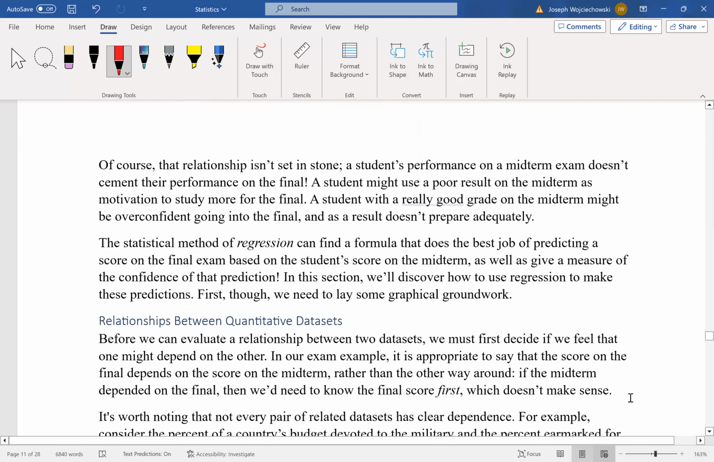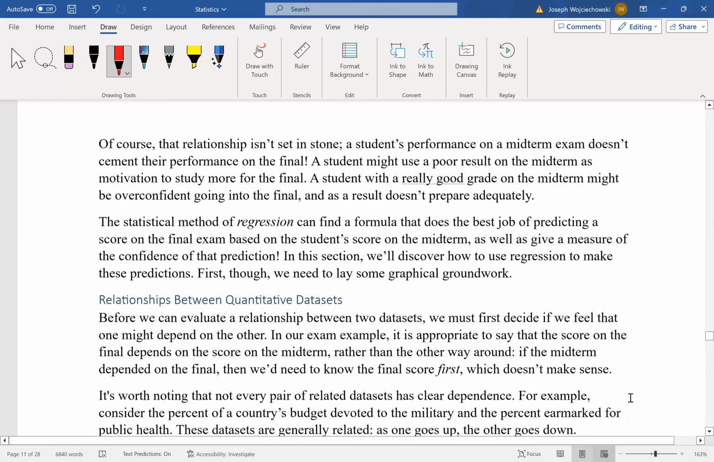Of course, that relationship isn't set in stone. Your midterm exam score doesn't cement your performance on the final. You might use that poor result to buckle down and do better on the final. The statistical method of regression can find a formula that does the best job of predicting a score on the final exam based on a student's score on the midterm, as well as give a measure of the confidence of that prediction. In this section, we'll discuss how to use regression to make these predictions. So first, let's look at how this works.